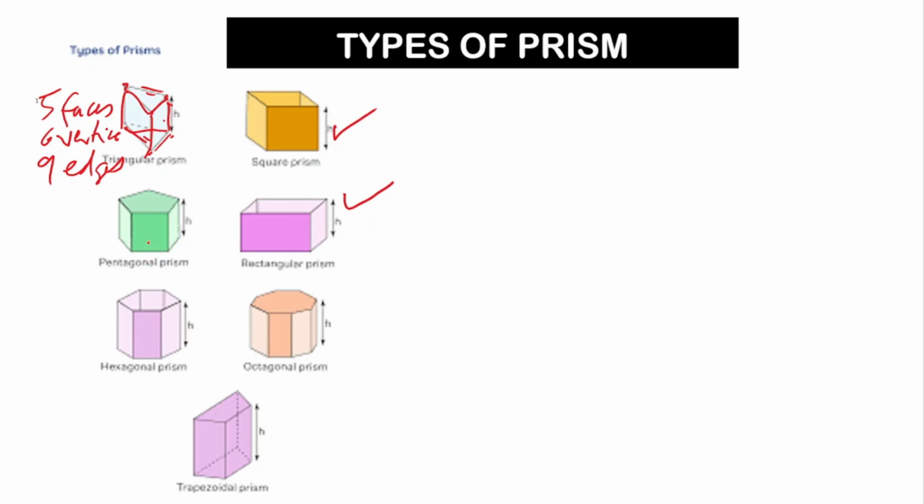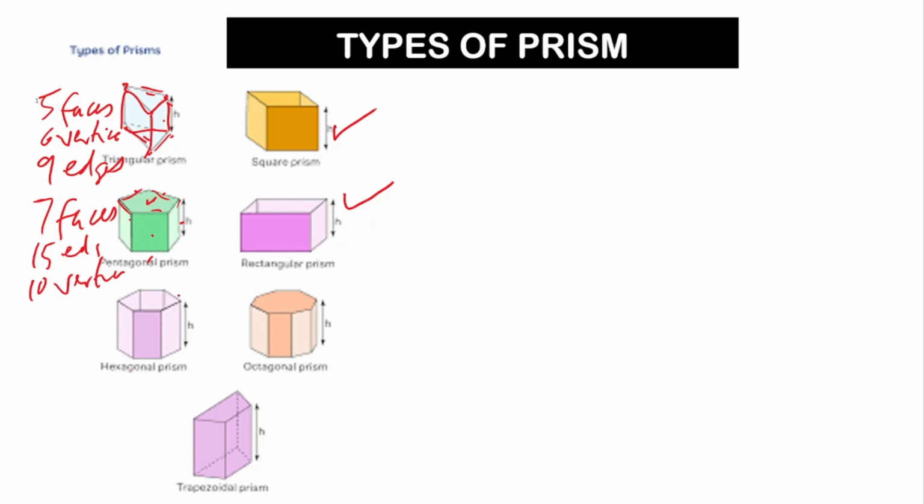Pentagonal. So pentagonal, how many faces? One at the top, one at the bottom, then we have one, two, three, four, five. So that's going to be seven faces. Then how many edges? One, two, three, four, five, then one, two, three, four, five. That's going to be 15 edges, because five at the top, five at the bottom, then five at the side. Then how many vertices? Five at the top, five at the bottom. That is 10 vertices. Is that clear?